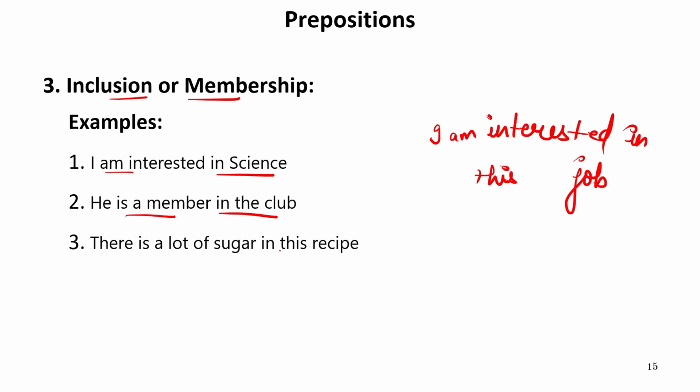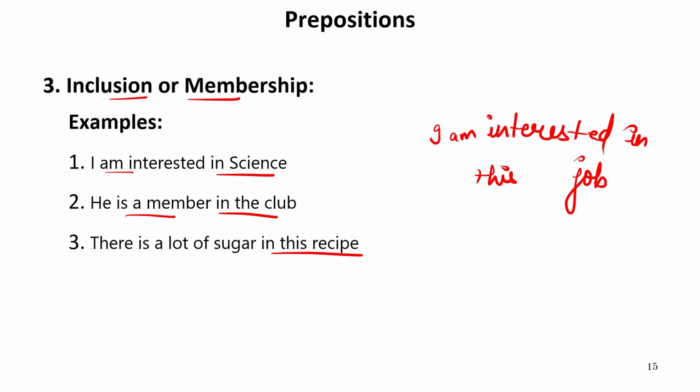There is a lot of sugar in this recipe. For example, there is a lot of sugar in tea. This tea means we are talking about a specific or a particular recipe or a particular dish, or any type of meal. So we are talking about in, that it is included in that particular thing. In that case as well we can use in.